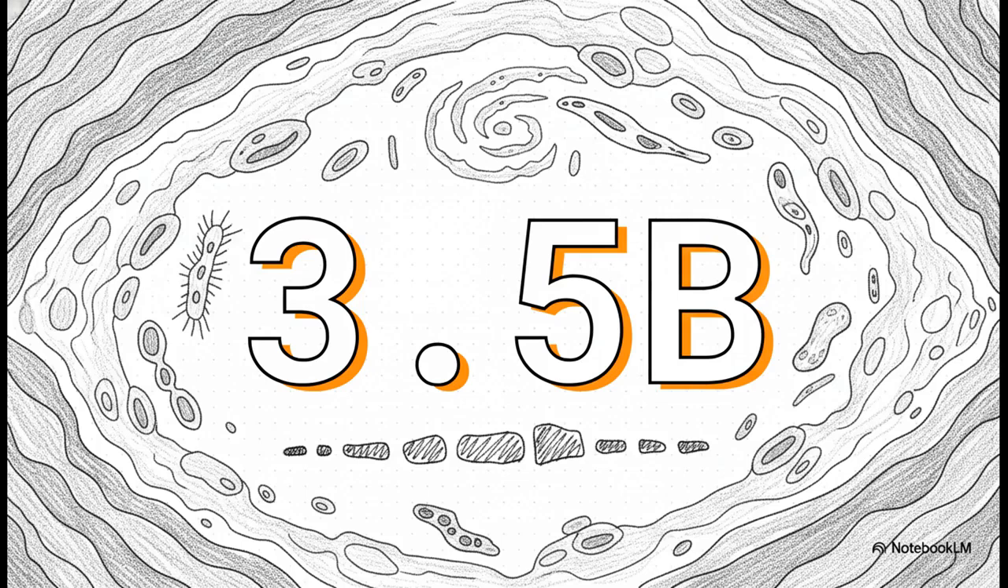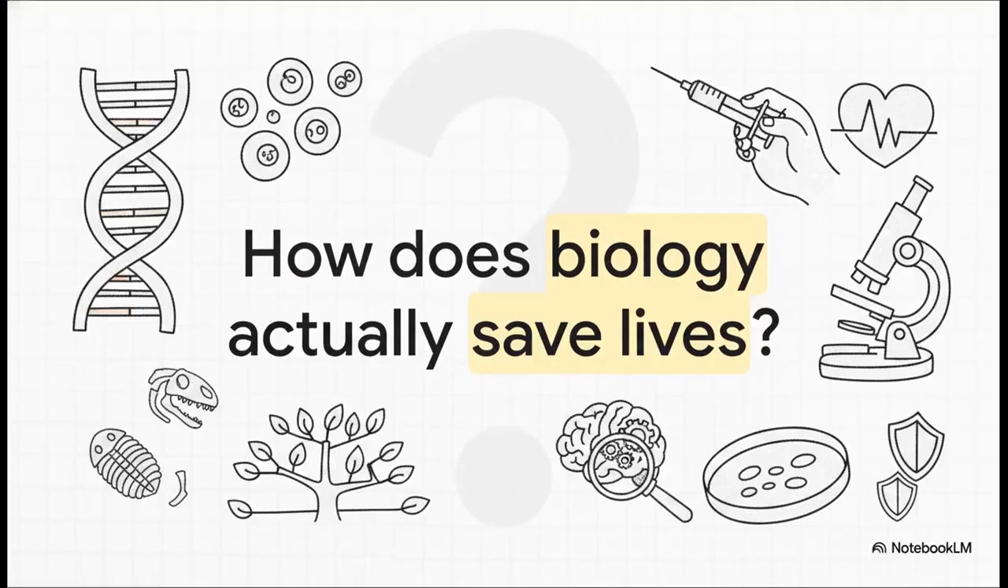number, 3.5 billion. That is the estimated age, in years, of the oldest known fossil on Earth. It's a cyanobacterium, perfectly preserved under immense temperature and pressure in geological formations. Just thinking about life existing, surviving, and evolving over 3.5 billion years, it's absolutely staggering. So we have this incredible wealth of knowledge spanning from microscopic molecules to billions of years of history.